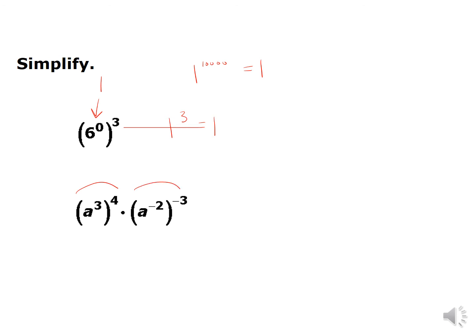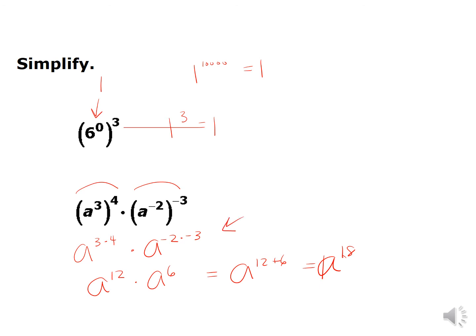So I'm going to get a to the 3 times 4 times a to the negative 2 times negative 3. That gives me a to the 12th times a to the 6th equals a to the 12th plus 6 equals a to the 18th. Okay? So remember, in your homework you don't need to do this step if you don't need to, but you do need to show some work in order to show me that you're doing it.